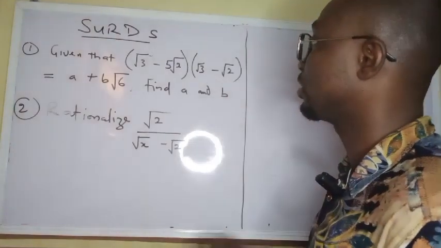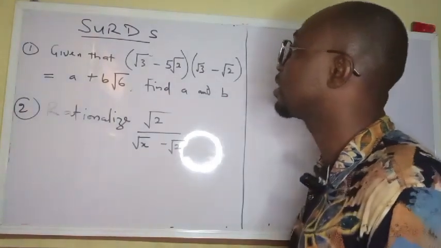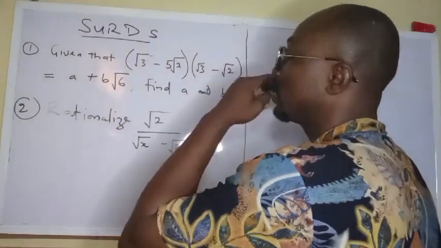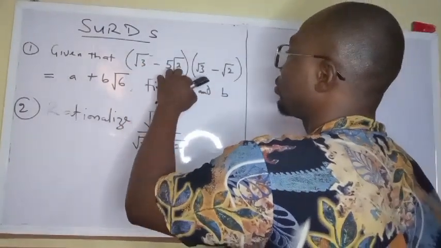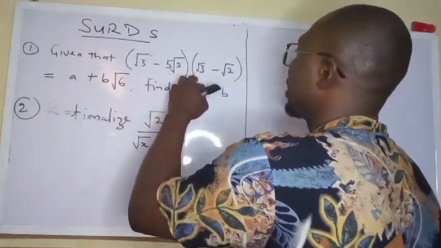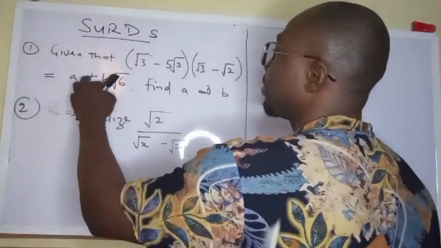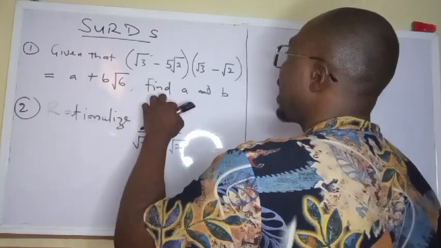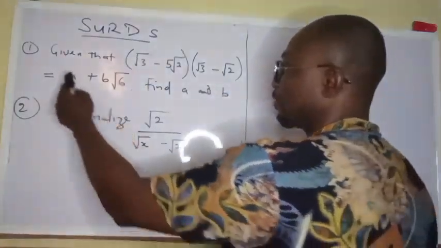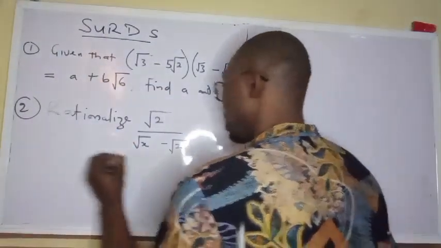We want to solve these questions on surds. The first one, given that (√3 − 5√2)(√3 − √2) is equal to a + b√6, find a and b. You have to find a and b.